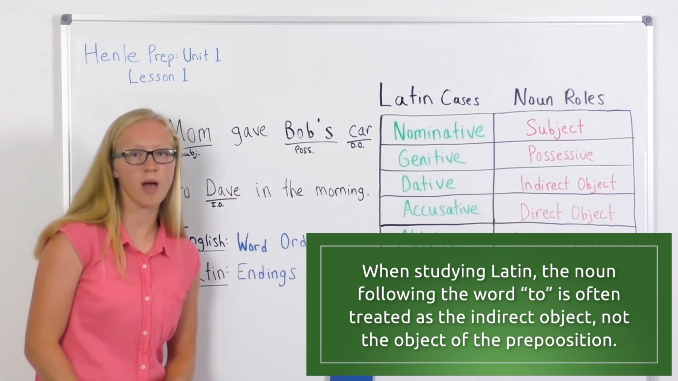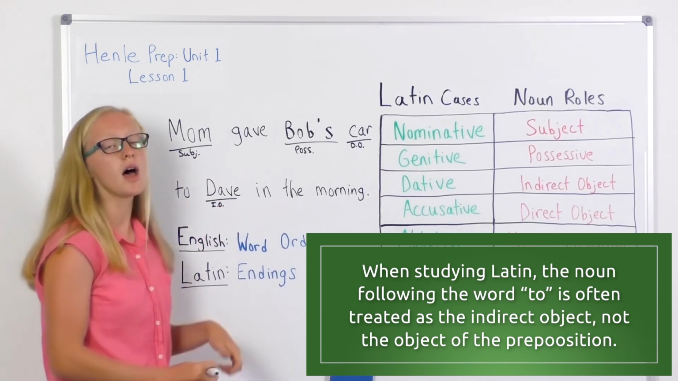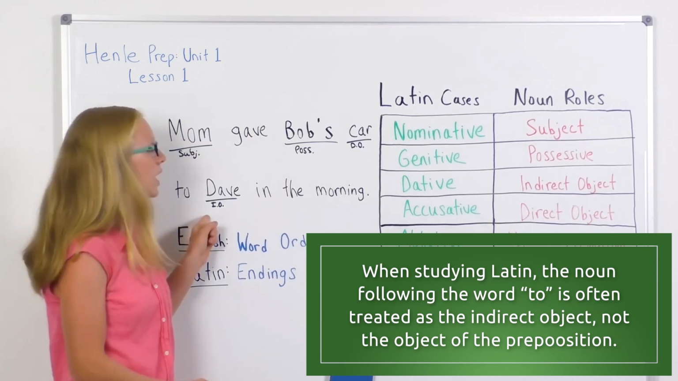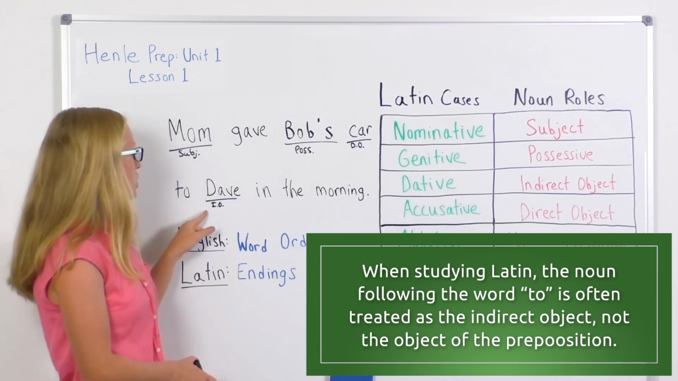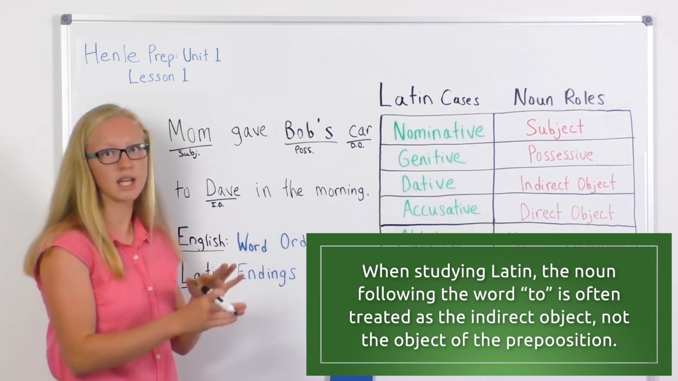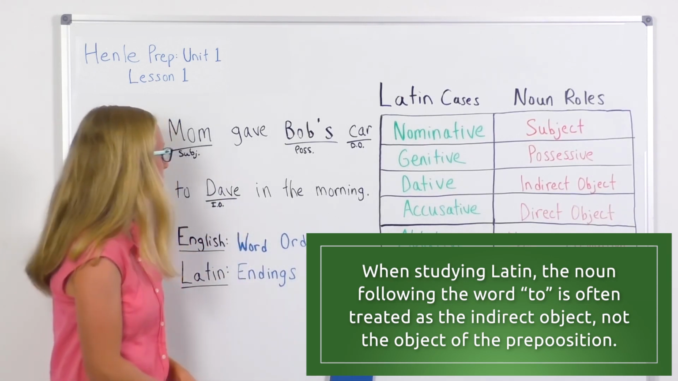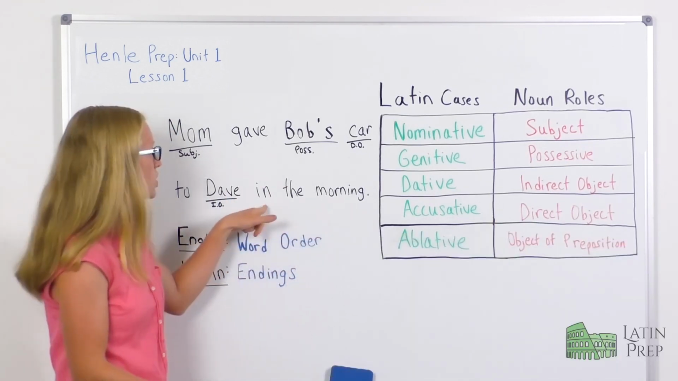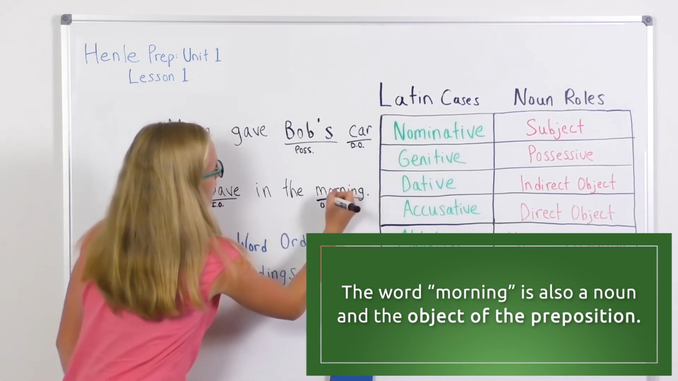You may have learned that this would be an object of the preposition because to is a preposition. But in Latin, oftentimes we see the word to before a noun, and that's actually an indirect object when we're studying Latin. So when you're translating, make sure you translate this as an indirect object, not object of the preposition. And then we have one more noun, morning, which is an object of the preposition because in is a preposition.